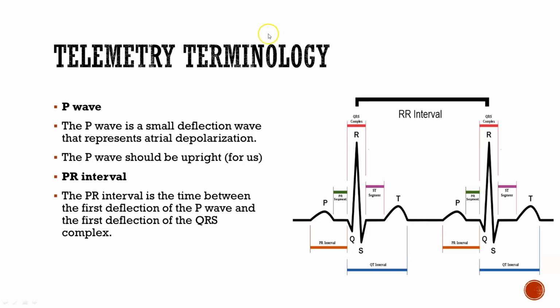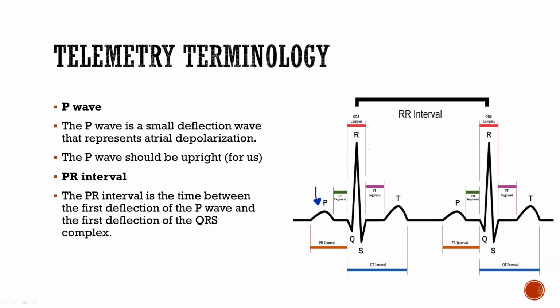So the first thing I want to look at is the P wave. This P wave should be upright always. I'm not going to get into what it means if it's upside down. You'll get into that more when you're taking your ECG courses. But it represents atrial contraction. So atria are small, your P wave is small.